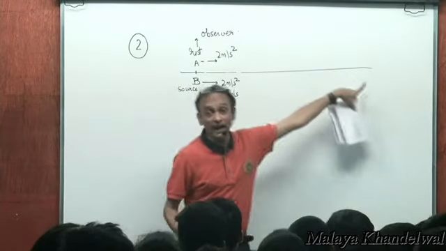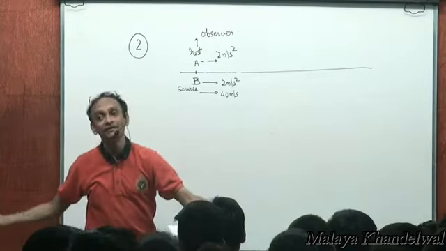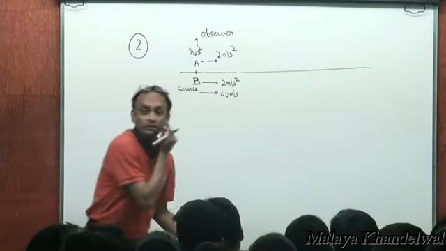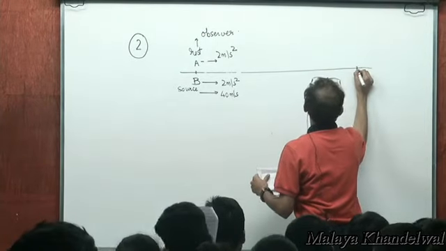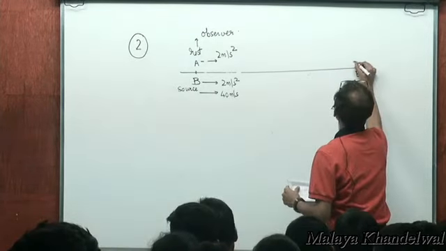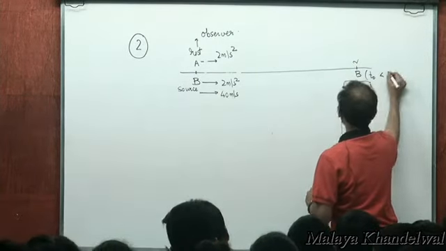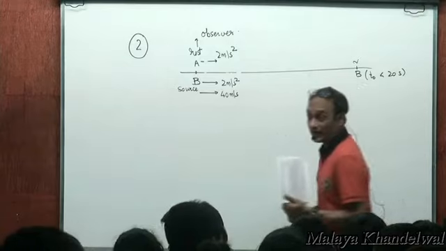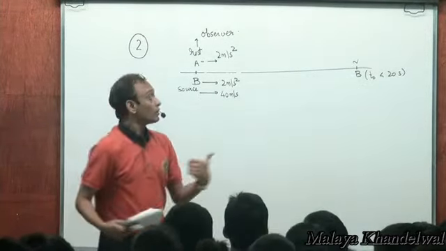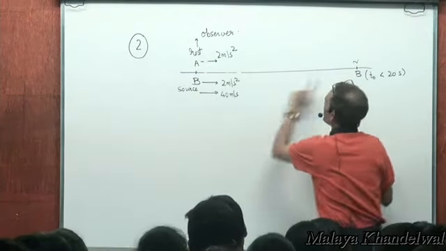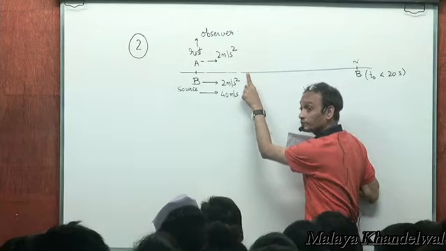And since B is ahead of A, that pulse must have traveled backwards to intercept A. So, when B was here, it emitted a certain pulse at time t equal to t naught, which has to be less than 20 seconds. Prior to 20 seconds, it emitted a pulse. And when B was here, A must have been somewhere behind, at t equal to t naught.